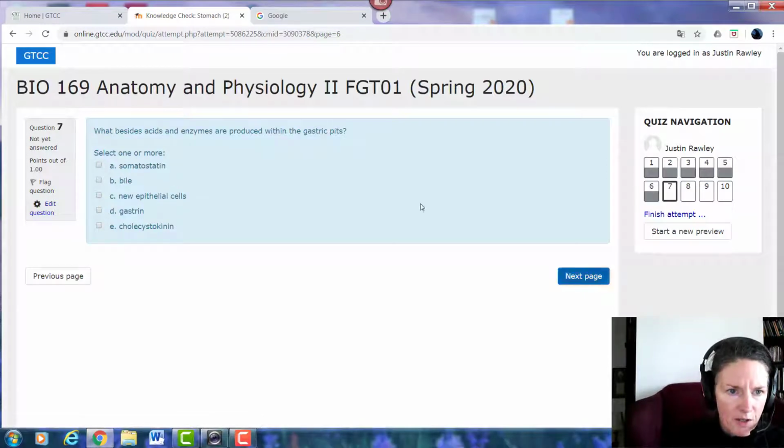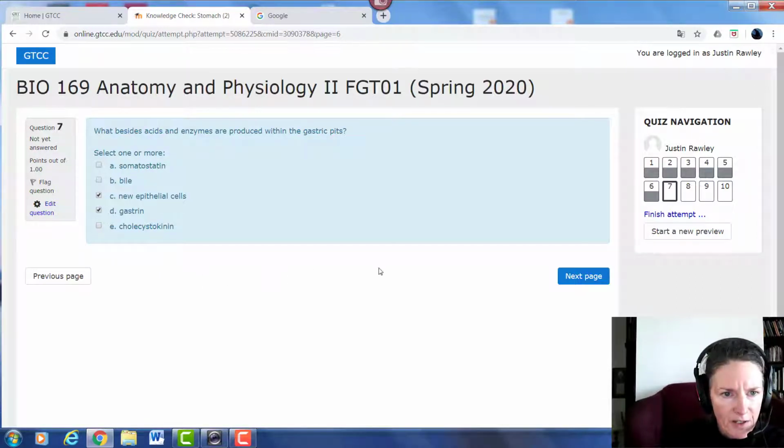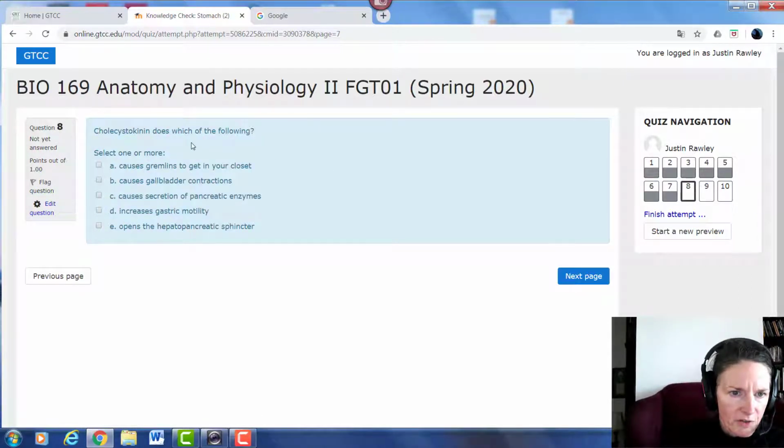All right, let's see. What besides acid and enzymes are produced within the gastric pits? Mucus and new epithelial cells. So new epithelial cells, gastrin. Okay, those are the only things on the list that I see. Somatostatin. Bile, no. Cholecystokinin, no. We'll see that in the duodenum. All right, cholecystokinin does which of the following? I hope not. Hope it doesn't cause gremlins to get here. Causes gallbladder contraction. Causes secretion of pancreatic enzymes. Opens the hepatopancreatic sphincter.